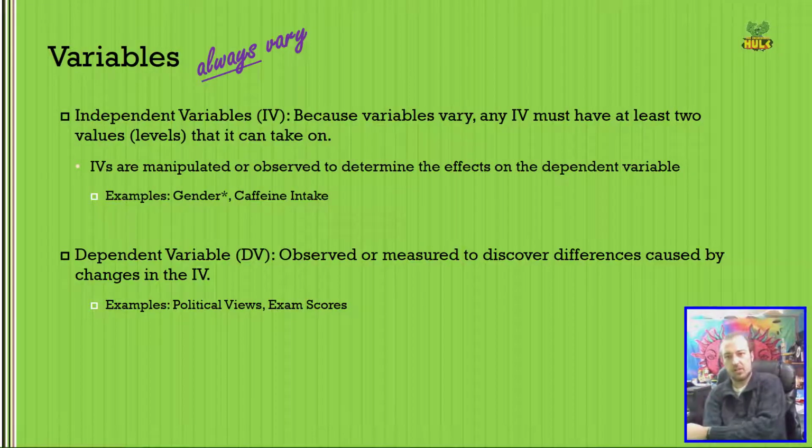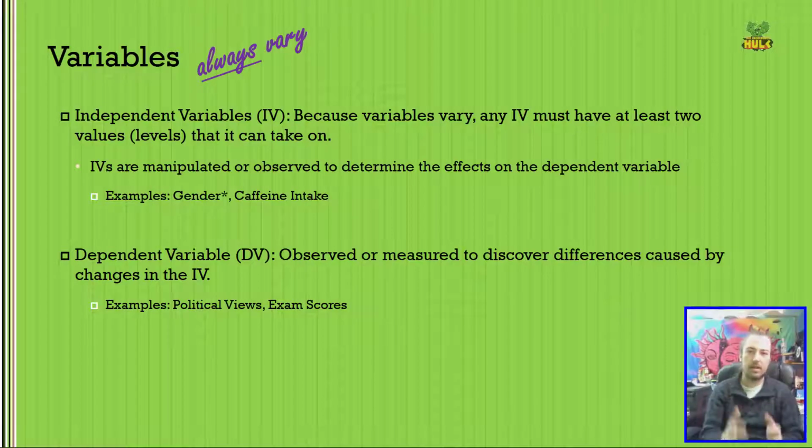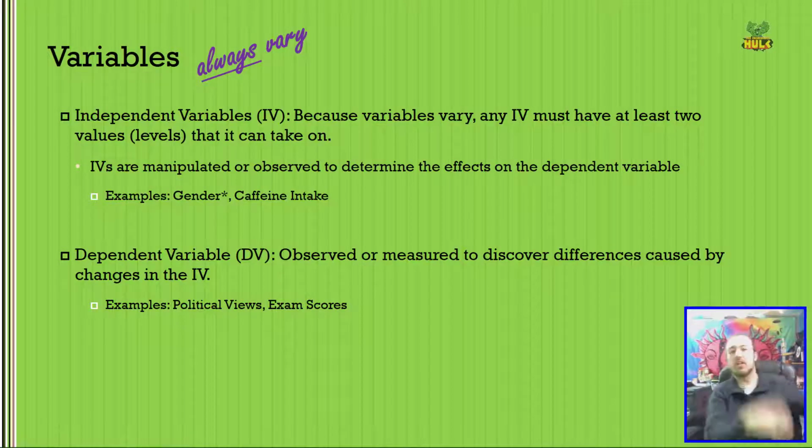Variables change. So one of the 2 most important variables we talk about in statistics, the independent variable and the dependent variable. Okay, independent variables. Those are what you are manipulating or observing differences between groups to determine any effects on a dependent variable.